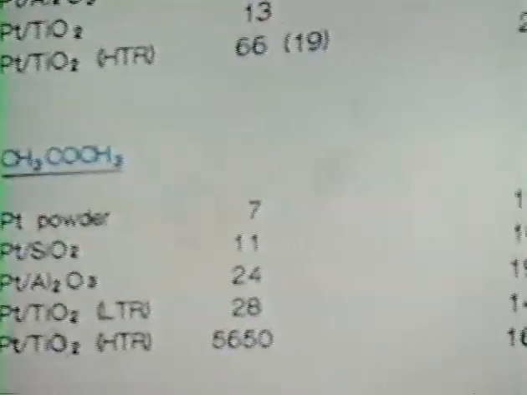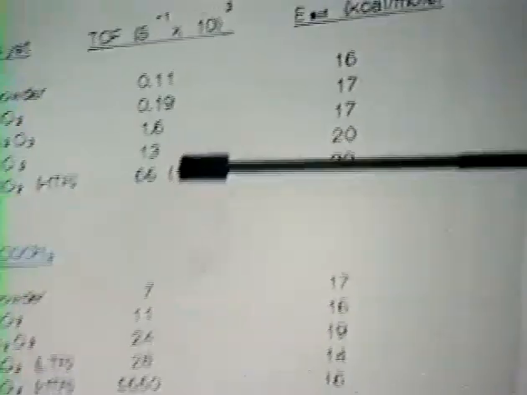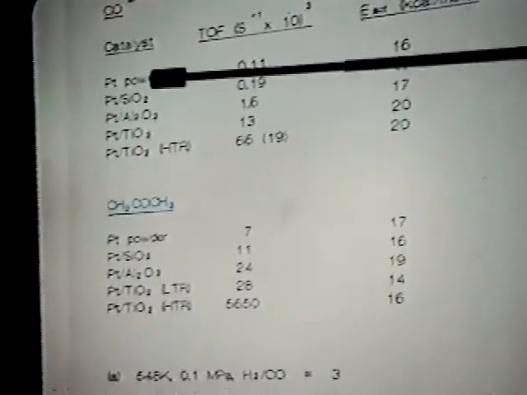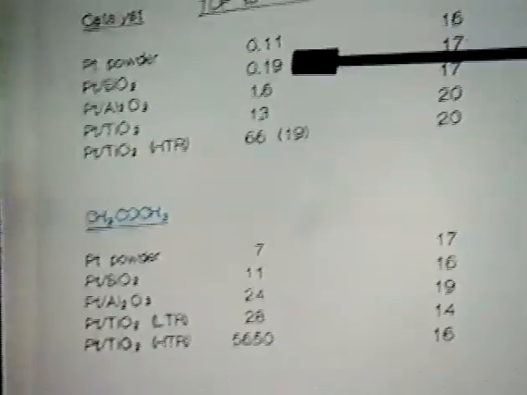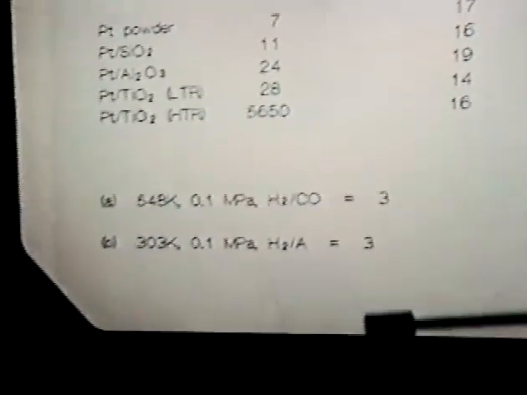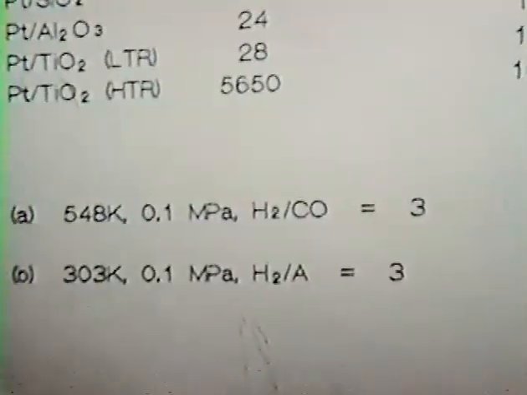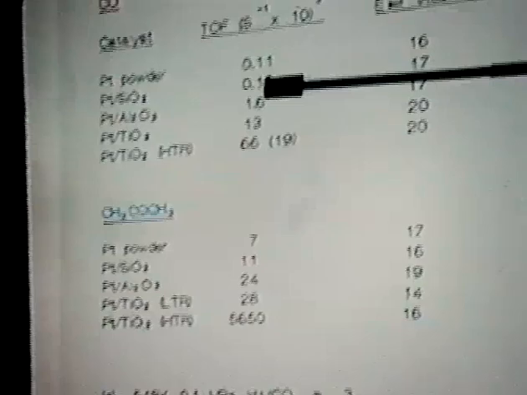We see differences, however, dependent upon the support we use. For comparison, if we look at platinum powder and platinum on silica, which is known to be a relatively inert support, we see very similar turnover frequencies under a standard set of conditions of 1 atmosphere and 275 degrees centigrade. If we put the platinum on alumina, for example, the activity goes up close to an order of magnitude. The same thing is seen with silica alumina.